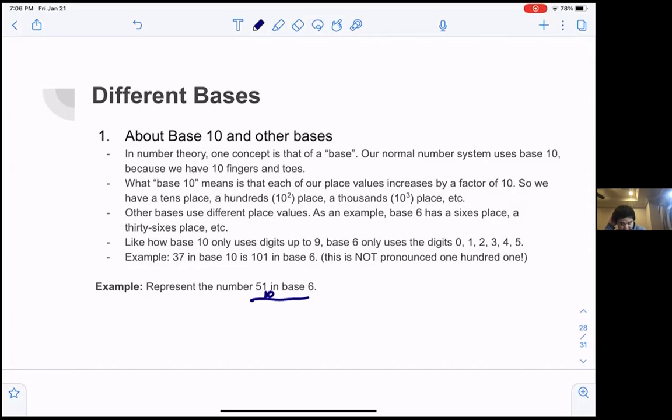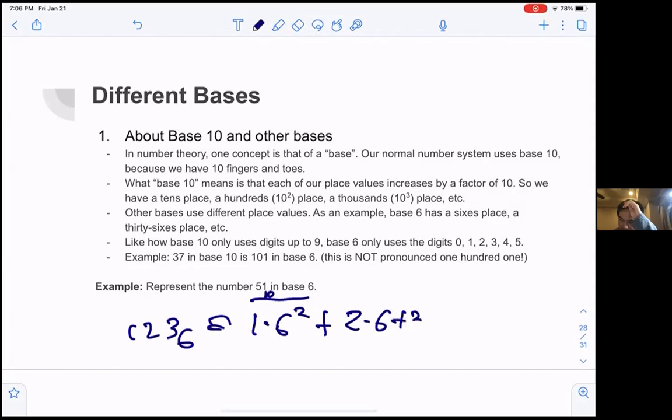All right, so the answer is the convenient number 123 in base 6. We can check this by just converting to base 10, like the following. 36 plus 12 plus 3, right? Yeah, that's easily verifiable as 51.